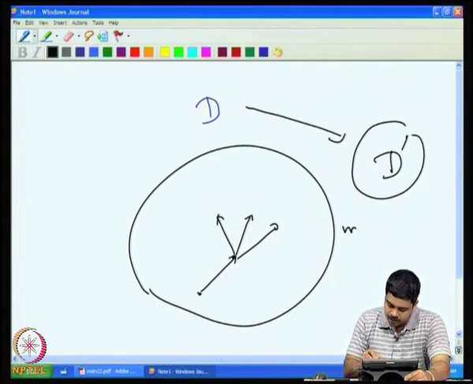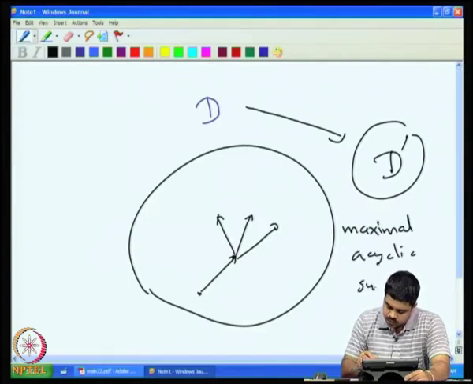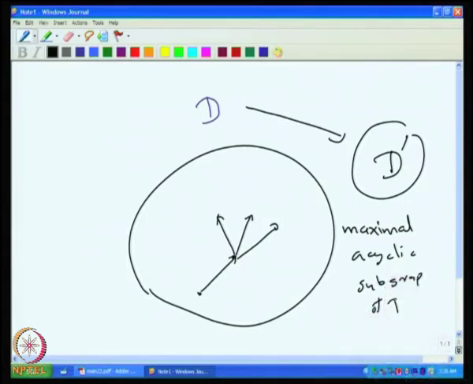So, this is the maximal acyclic subgraph of D. Now, the point is, we are going to show that, suppose the chromatic number of D is equal to K. Now, any valid coloring of D should have at least K colors, right.